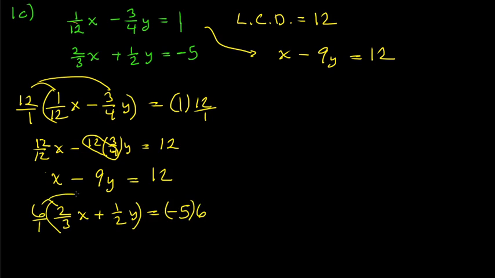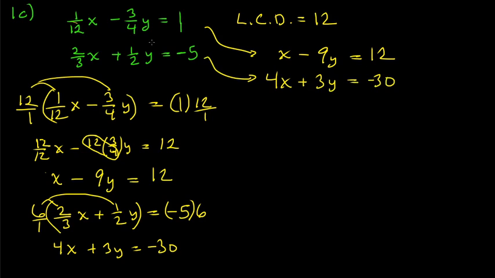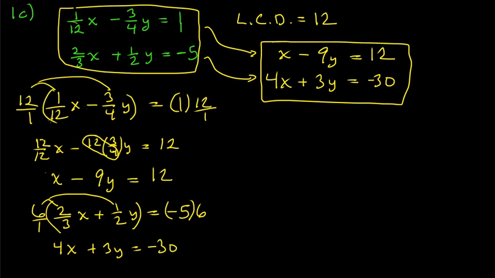So multiply both sides by 6, and we're going to get 12 over 3, which is 4 times x, plus 6 over 2 is 3, so 3y. And that's going to equal negative 5 times 6, which is negative 30. Okay, so that's the second equation, the bottom equation: 4x plus 3y equals negative 30. So I haven't really solved anything yet. All I did was rewrite these two equations with fractions as these two equations without fractions.